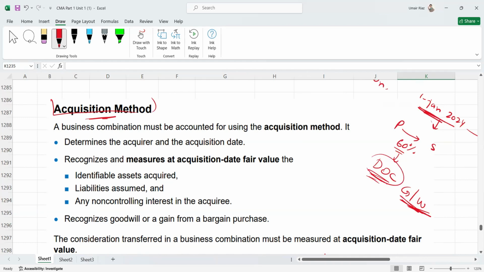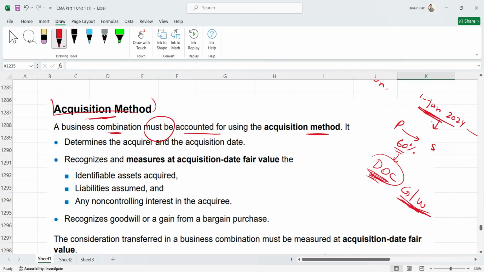They're saying that a business combination, as I told you, is the transaction in which the acquirer obtains the control of another business. This is what a business combination is. So they're saying a business combination must be accounted for using the acquisition method. As I told you, we use the acquisition method at the date of control to calculate the goodwill or the gain from bargain purchase. Now, what is the acquisition method?